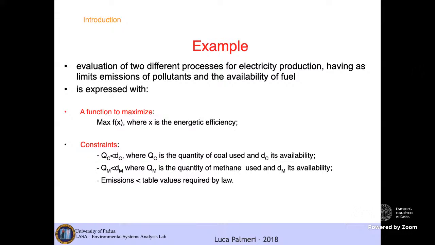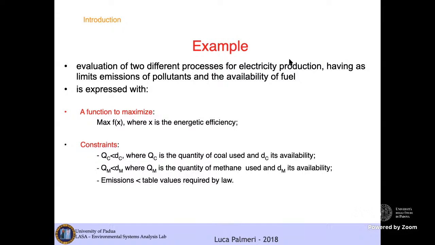Let's see another example. Let's say we have to evaluate two different processes for electricity production, having, for example, a limit of emissions of pollutants and the availability of fuel. So, in this case, we may introduce two criteria: a function to maximize, so maximize the function of x, where x is the energetic efficiency. So the first criterion is that of maximizing the efficiency.